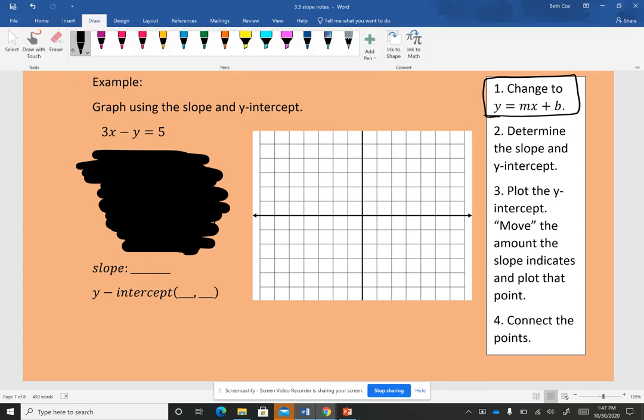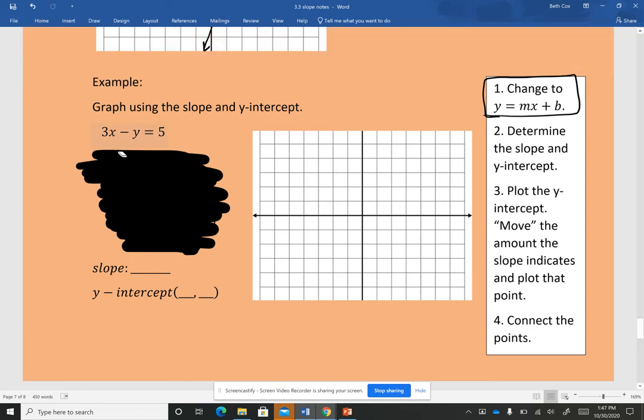So the first step I want to do is subtract 3x on both sides. This will give me a negative y is equal to negative 3x plus 5.